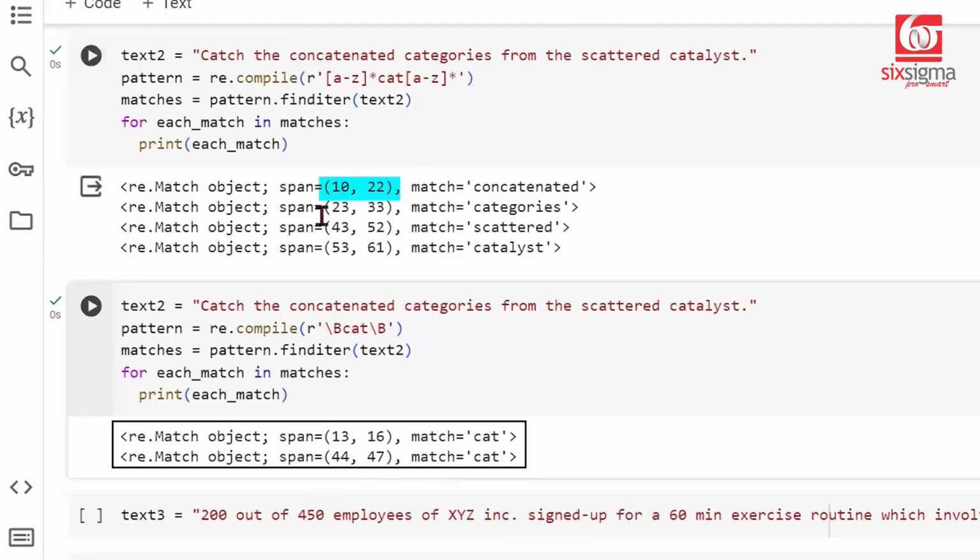13 to 16. See, it says from 10 to 22. 10, 11, 12, 13. This is where the cat piece begins, right? So that's what it's considering. And what about the second occurrence, 44 to 47? Which range would it fall under?